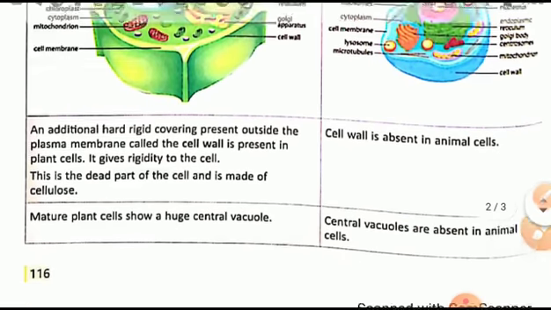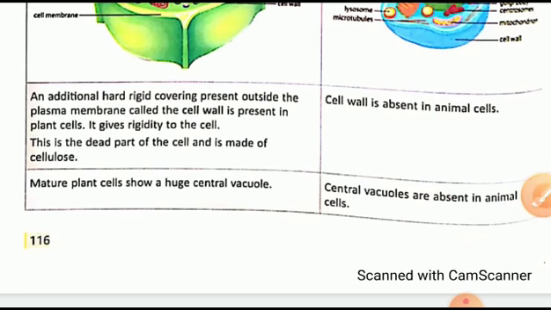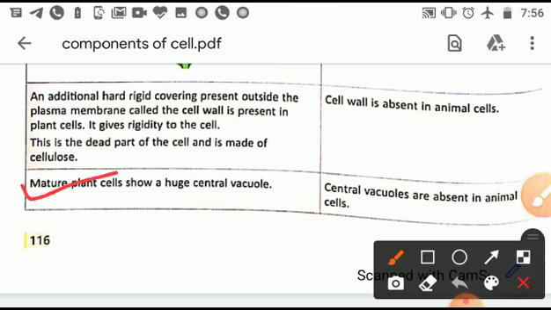Number two, the mature plant cell shows a huge central vacuole, and vacuole is used for the storage of cell sap. So in plant cells, the vacuoles are huge and central, whereas in animal cells they may be absent or small in size. So this is about the vacuole.